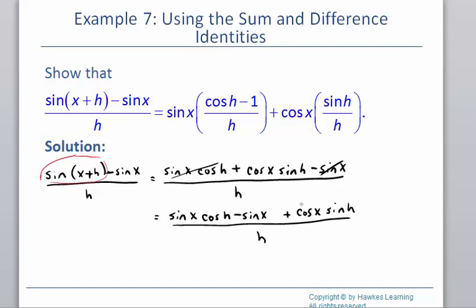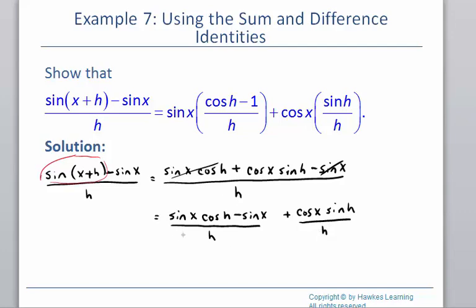Now, the next thing I'm going to do is, since both of these are over h individually, I'm going to go ahead and break this fraction up. So I'm going to separate right here, and put this fraction over h and this fraction over h. In doing so, this takes care of this last term. I'm going to have to separate it out, which I'll do in the next step, but otherwise that is finished.